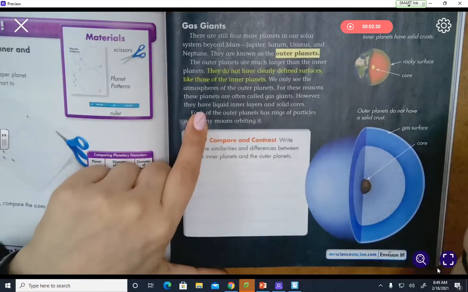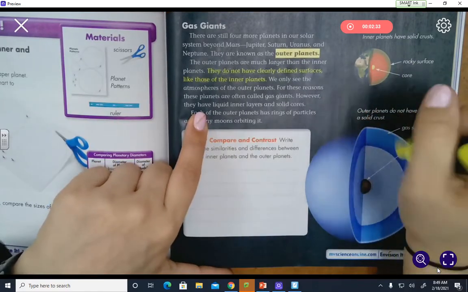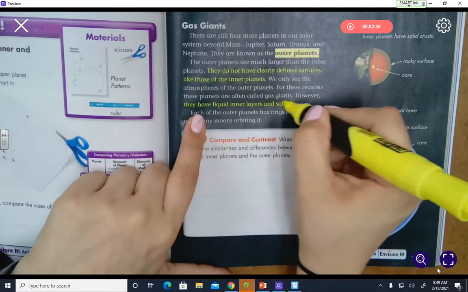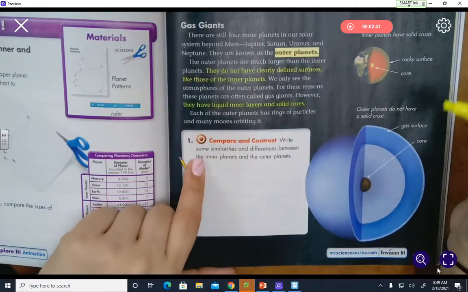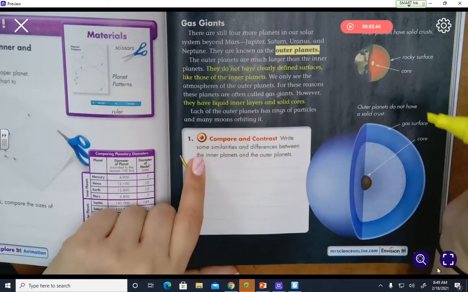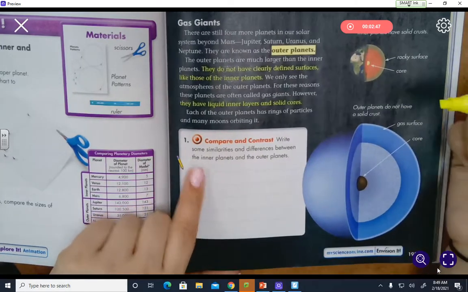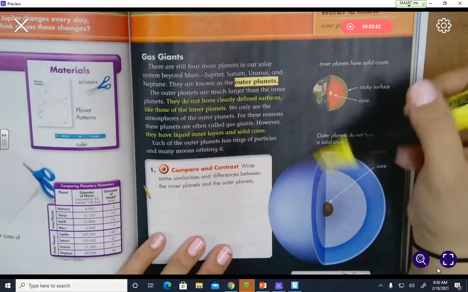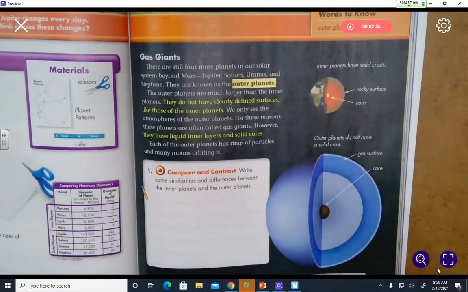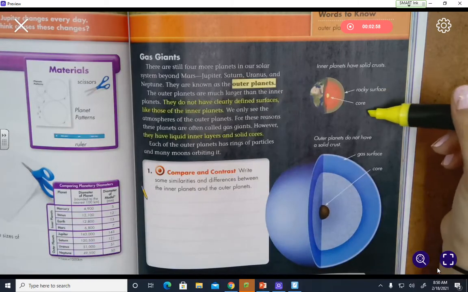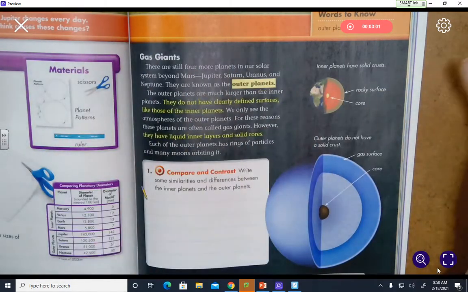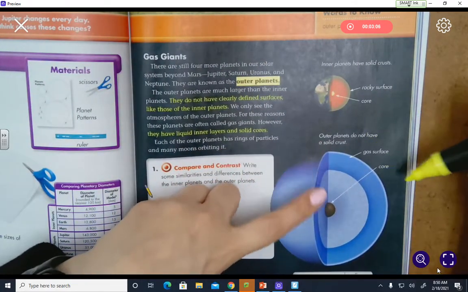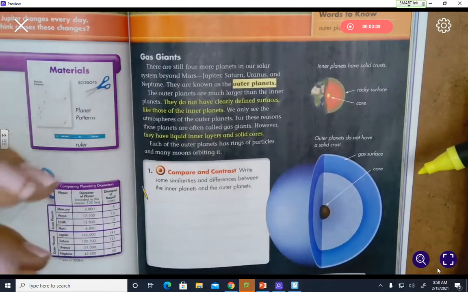However, they have liquid inner layers and solid cores. Highlight: they have liquid inner layers and solid cores. Each of the planets has rings of particles and many moons orbiting it. So if we look over on the side, it says inner planets have a solid crust, so they have the rocky surface and a core, which is why they're called the rocky planets. The outer planets do not have a solid crust. They have a gas surface and a core. So they have liquid inner layers and a solid core.